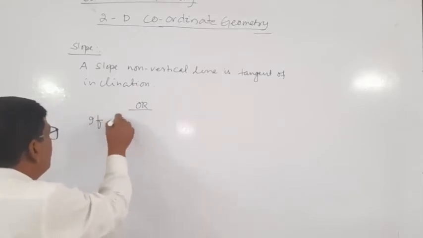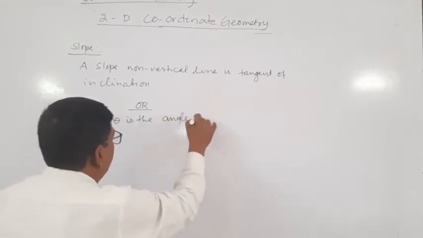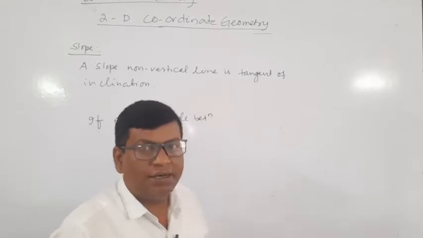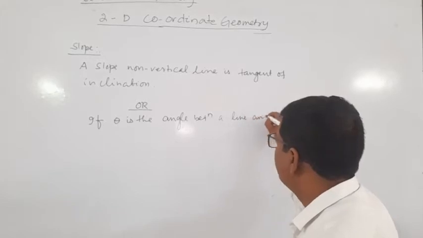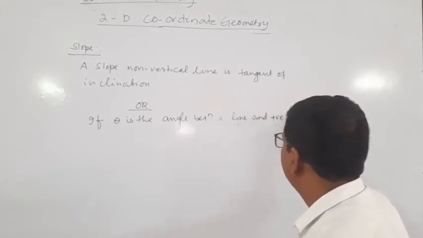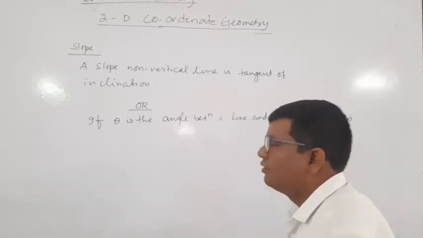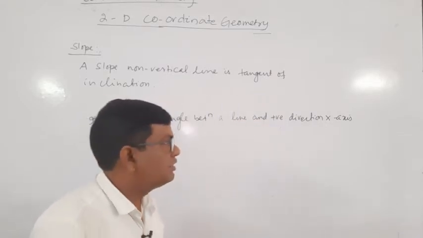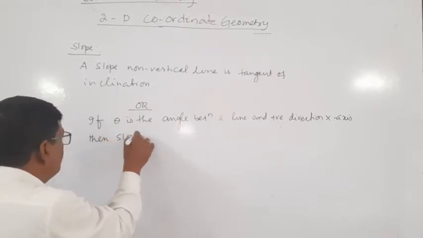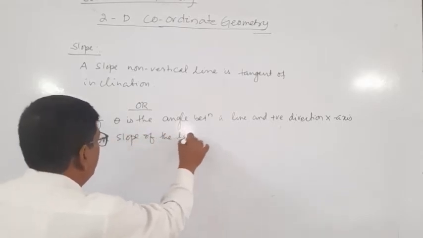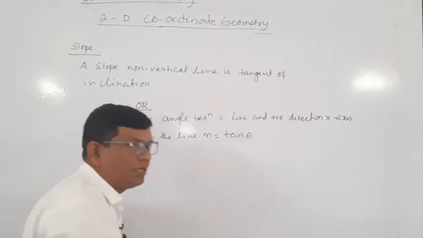Or we can say, if theta is the angle between a line and the positive direction of the x-axis, then the slope of the line m is equal to tan theta. m equals tan theta.